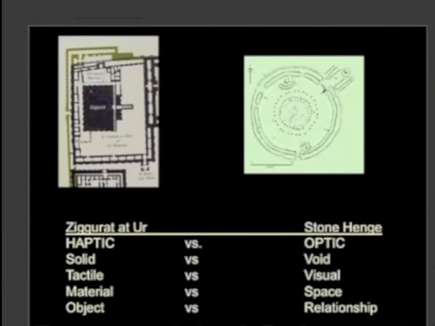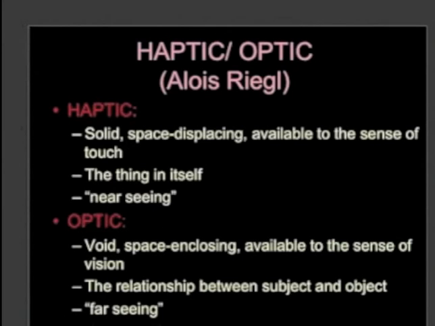Its content comes from its material presence. The optic is spatial. Its content comes from the relationships between things that can be seen through space. The haptic is primarily about the nature of the object, and the optic is primarily about the nature of relationships set up through objects in space.